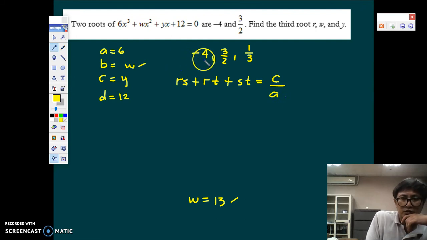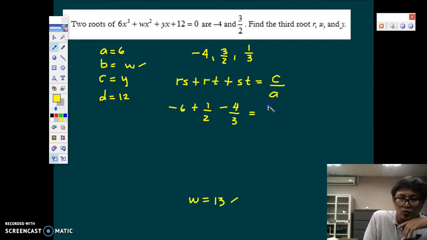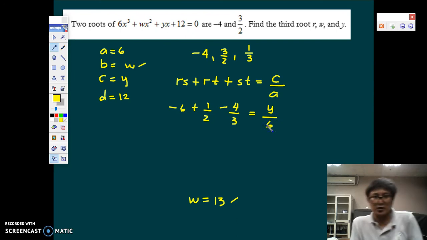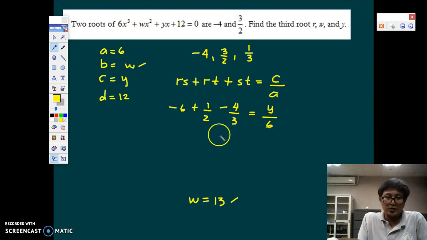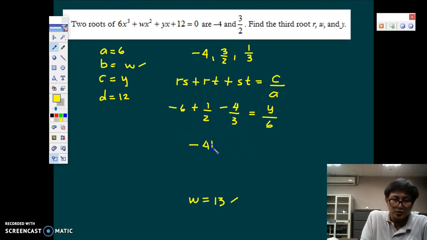So we have negative 4 times 3 halves taken 2 at a time. This would give us negative 6. 3 halves times 1/3, that's actually 1/2. And then negative 4 times 1/3, that's negative 4/3. So adding the 3 up will give you this. And it's actually c over a, or y over 6. Then again, negative 6, calculator, negative 6 plus 1/2 minus 4/3. You get here negative 41 over 6. And it's equal to y over 6.